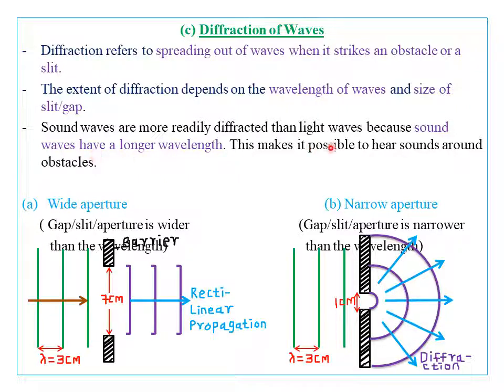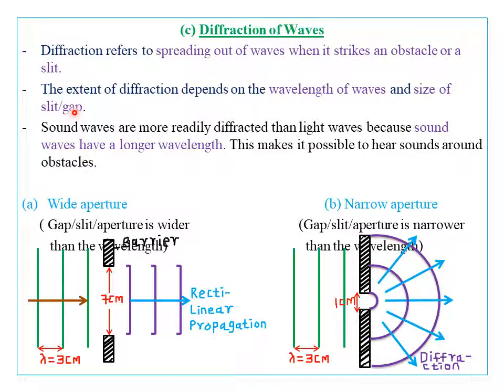So this makes it possible to hear sound around obstacles. Yeah, sound can actually move beyond walls, but light cannot move beyond a wall, because it must obey rectilinear propagation. Then the way in which the size of the slit affects diffraction is usually that the smaller the gap or the smaller the slit, the higher the rate of diffraction.